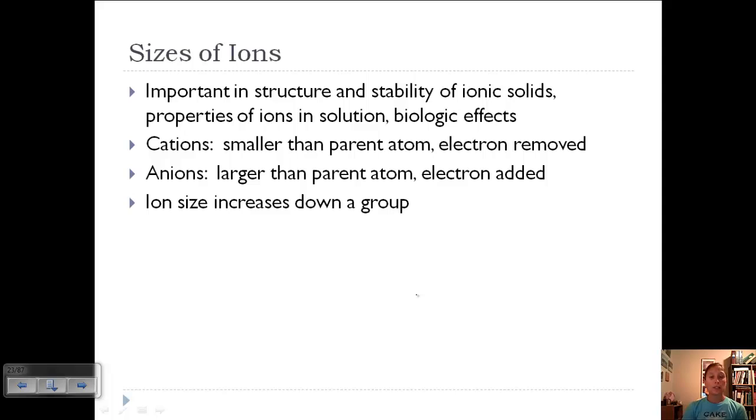We're also going to use the same trend as atomic size. Ion size increases as you go down a group, mainly due to the increase in atomic size. We're adding more protons and increasing the number of energy levels, so it's just getting larger in general.